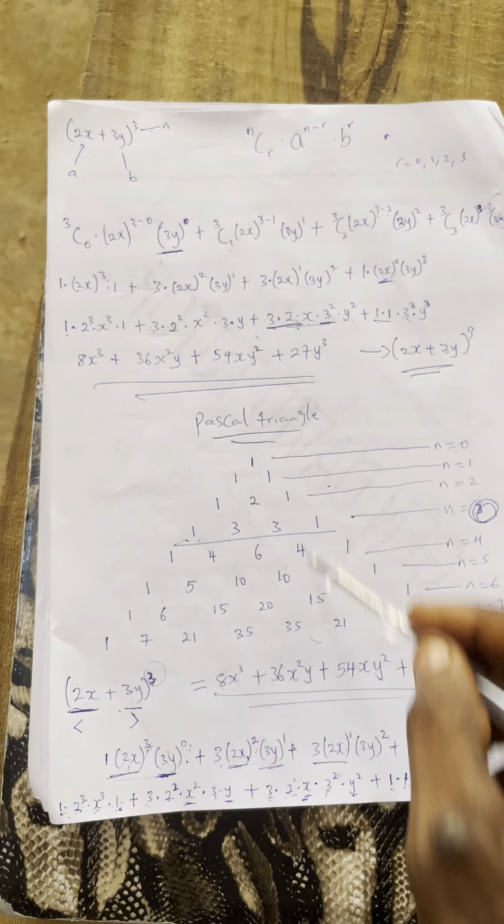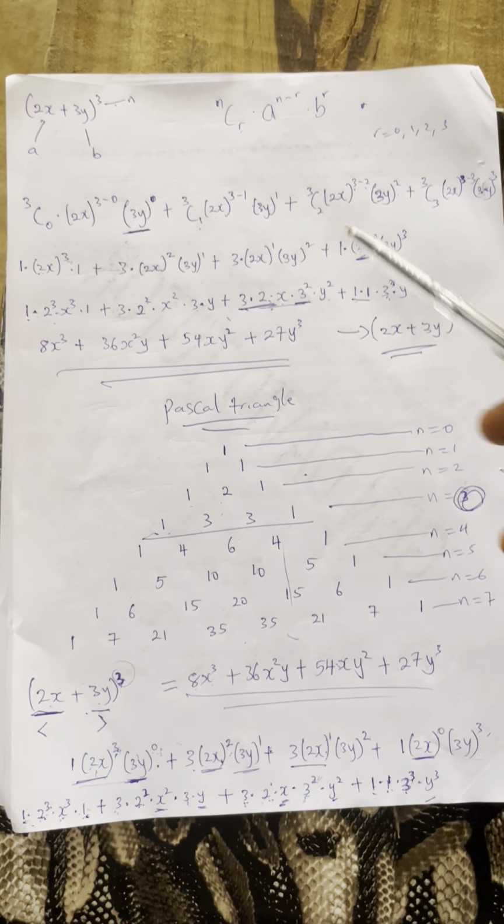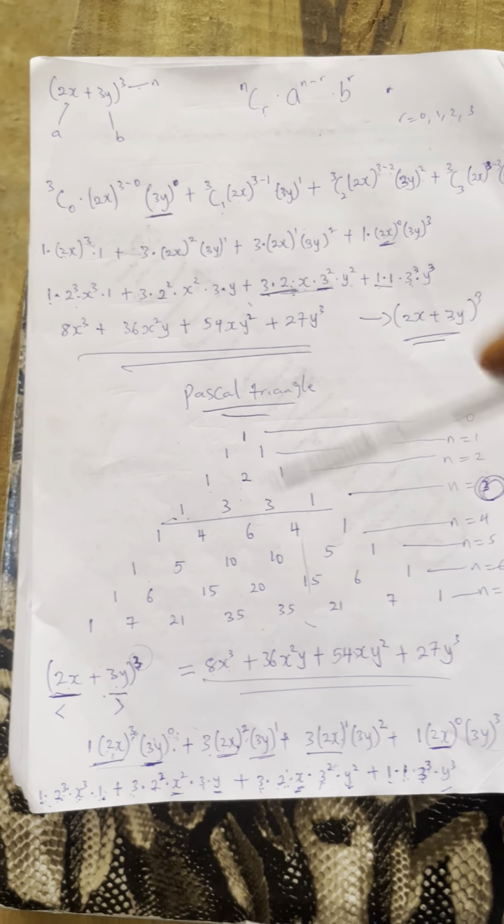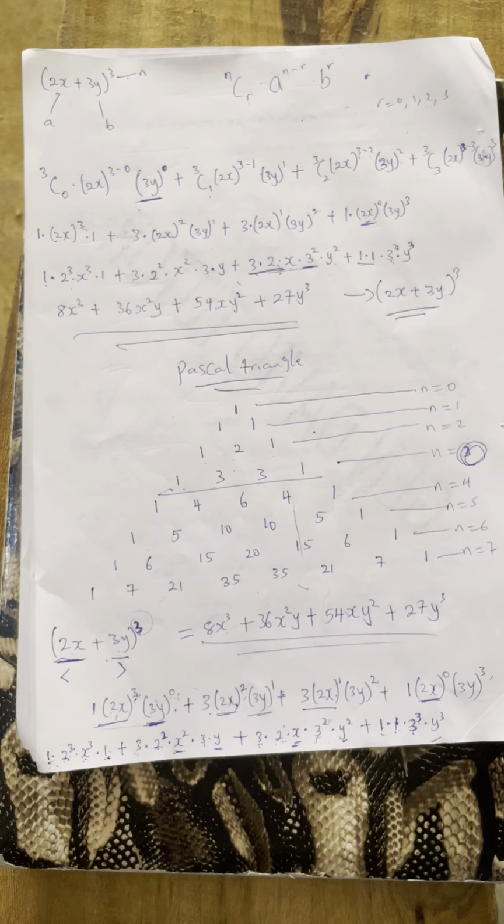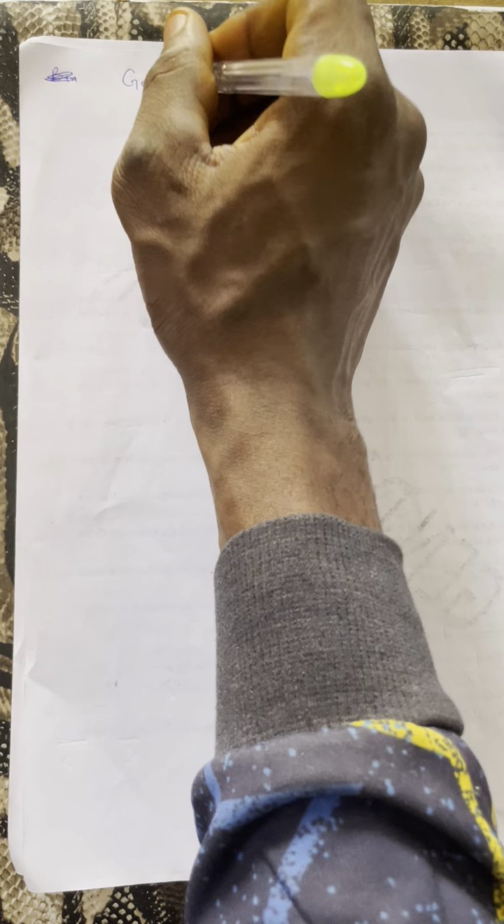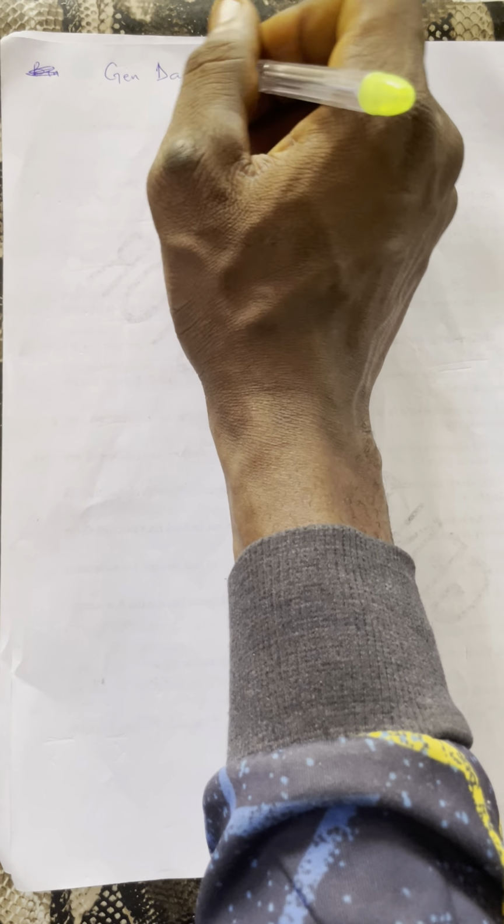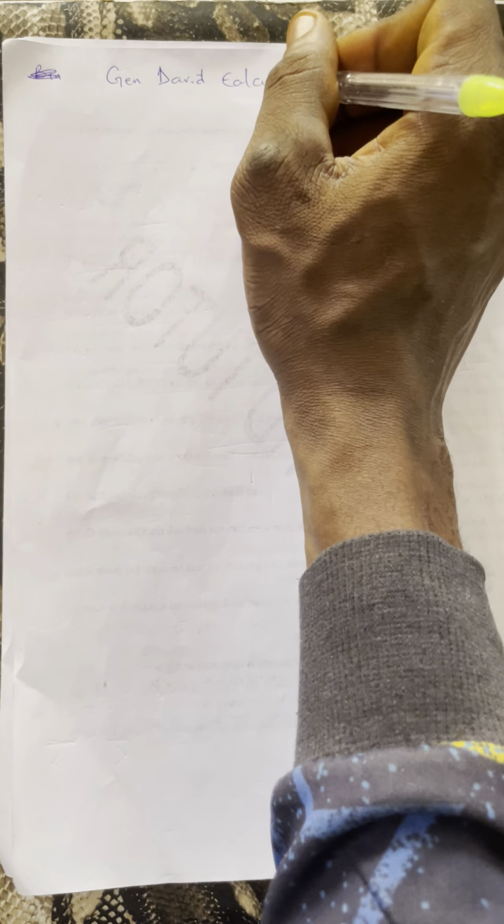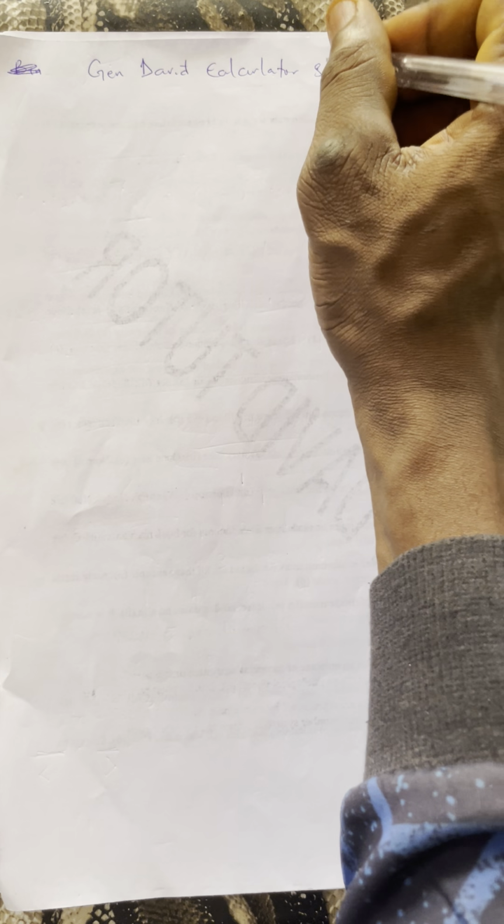Can you see that it is equal to this? Using this, we use the what? The formula here, and here we use the what? The Pascal triangle here. Now the last aspect. I'll be solving this aspect with the use of the binomial, with the use of David calculator shortcut.